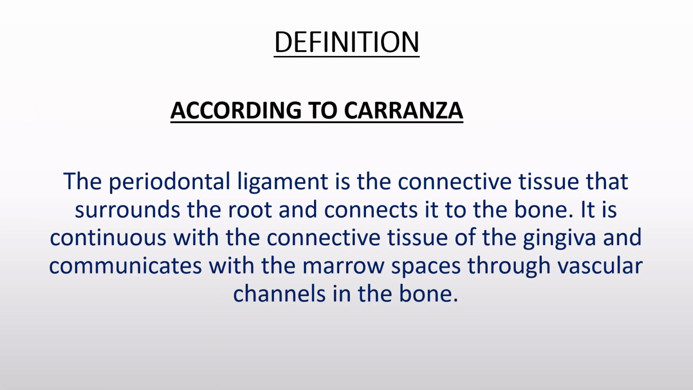Coming to the definition, according to Terenza, the periodontal ligament is the connective tissue that surrounds the tooth and connects it to the bone, and it is continuous with the connective tissue of the gingiva and communicates with the narrow spaces through the vascular channels in the bone.